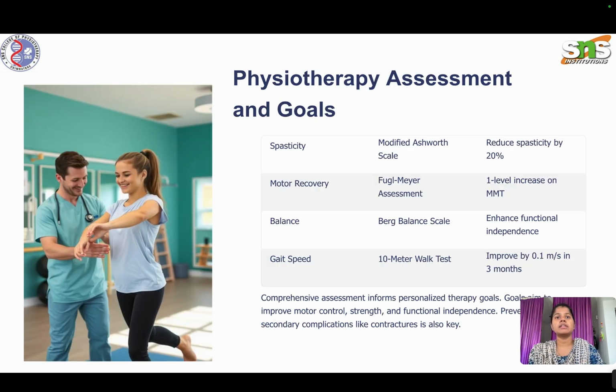Coming to the physiotherapy assessment and goals. In physiotherapy, our role is central, as we assess spasticity using tools like the Modified Ashworth Scale. Motor recovery can be tracked with the Fugl-Meyer assessment. Balance is measured using the Berg Balance Scale, and gait speed with the 10-meter walk test is also done. Our goal is to focus on improving motor strength, functional control, and functional independence, and preventing complications like contractures.